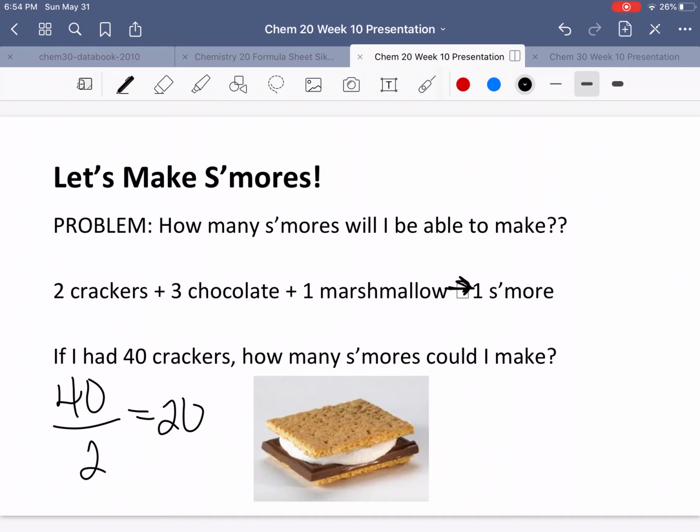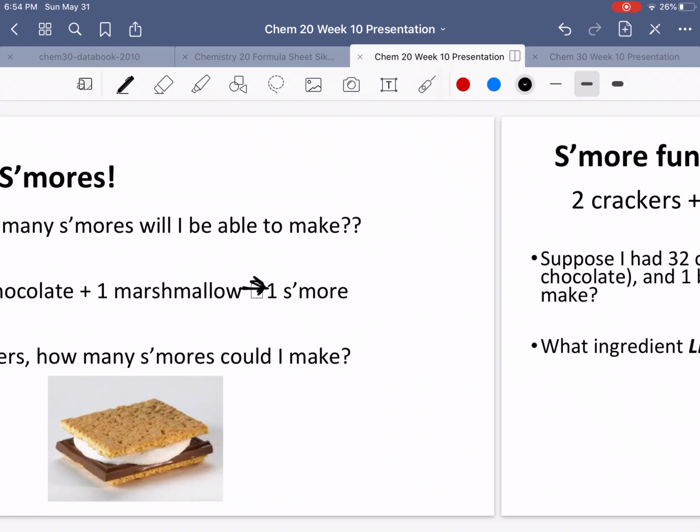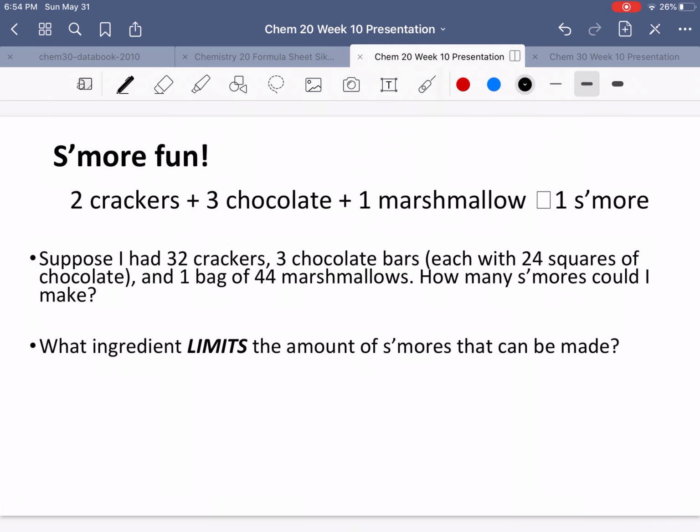Now, don't get thrown off by that. Keep in your head that this math is not as hard as you may end up thinking it is. Keep things straight in your brain. Let's imagine we go back to the same essential recipe: 2 crackers, 3 chocolates, 1 marshmallow gives us a s'more. What if I have this though? I have a total of 32 crackers. I have 3 chocolate bars, and every single chocolate bar has 24 squares. And I have 1 whole bag that has 44 marshmallows in it. Now the question is, how many s'mores could I make?